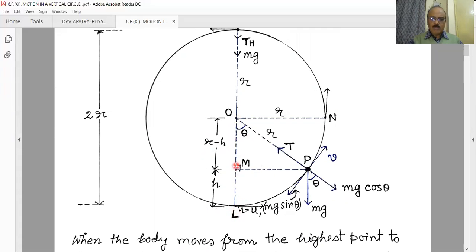Then this OM will be r minus h, and obviously OP is r. So from this triangle we can find the value of cos theta. That cos theta will be OM divided by OP, and that will be (r minus h) divided by r. That will be the cos of theta.